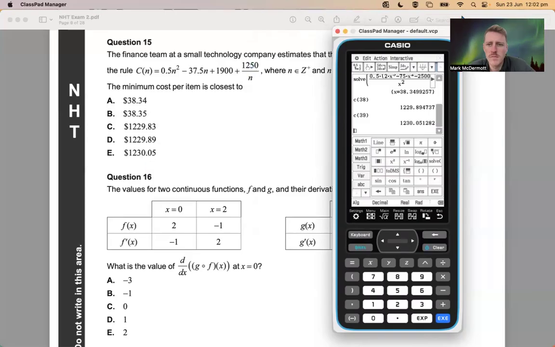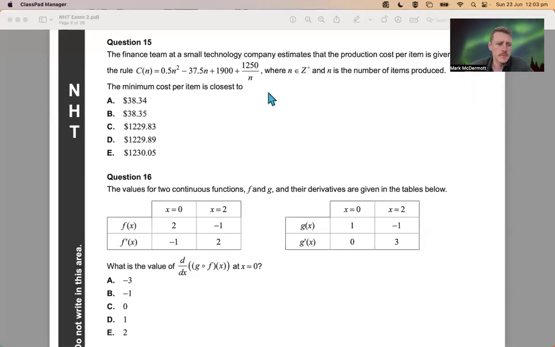Okay, let me think. Yeah, I don't know why I didn't think of this earlier. It has to be D because that's smaller than E. So producing 38 items is less expensive than producing 39 items. So they should produce 38. So I think the answer is D. That's a bit tricky because, oh yeah, it has to be a positive integer.